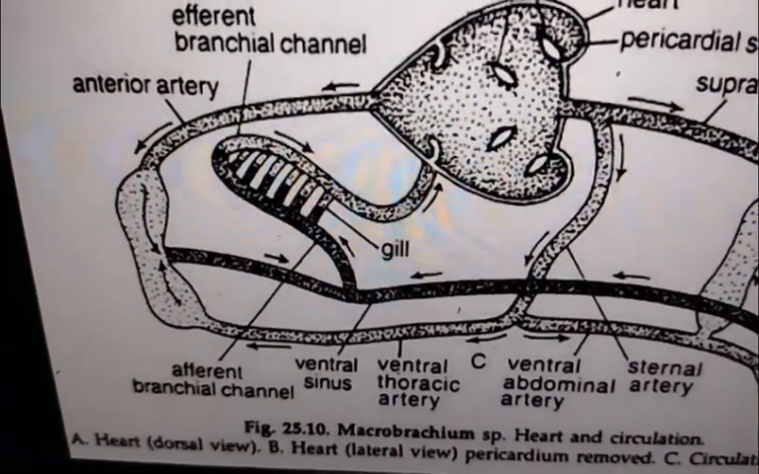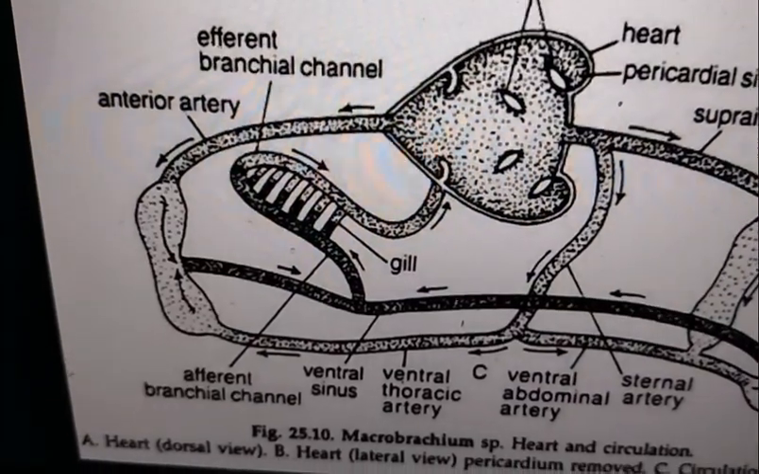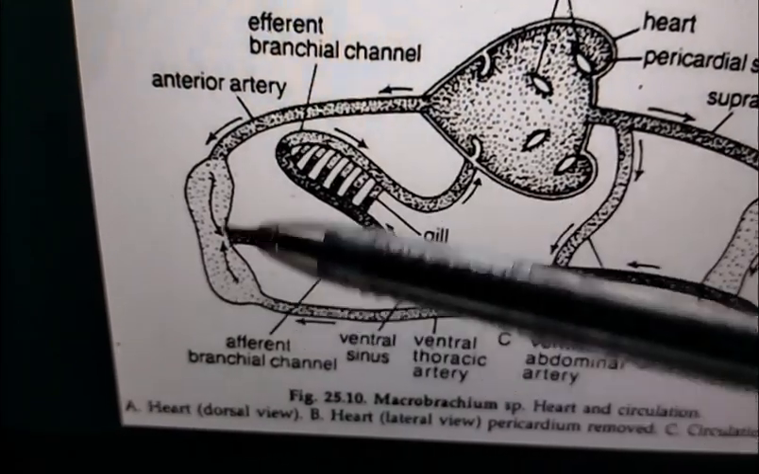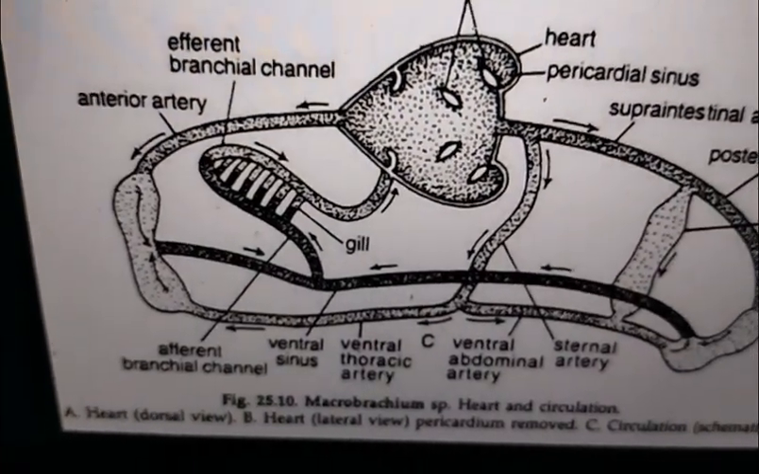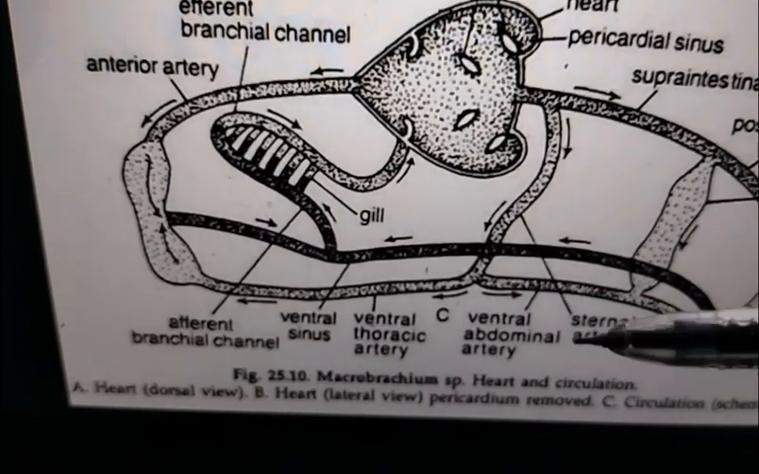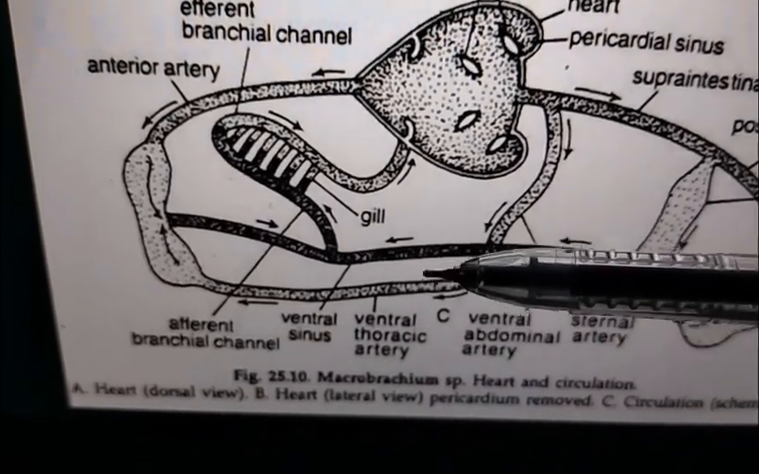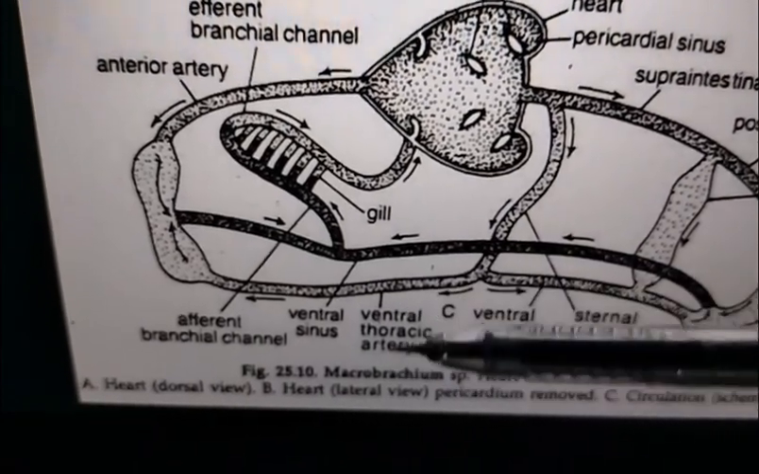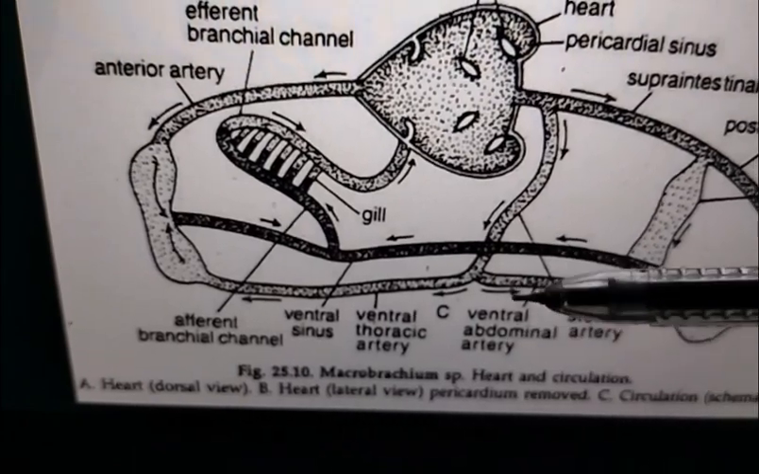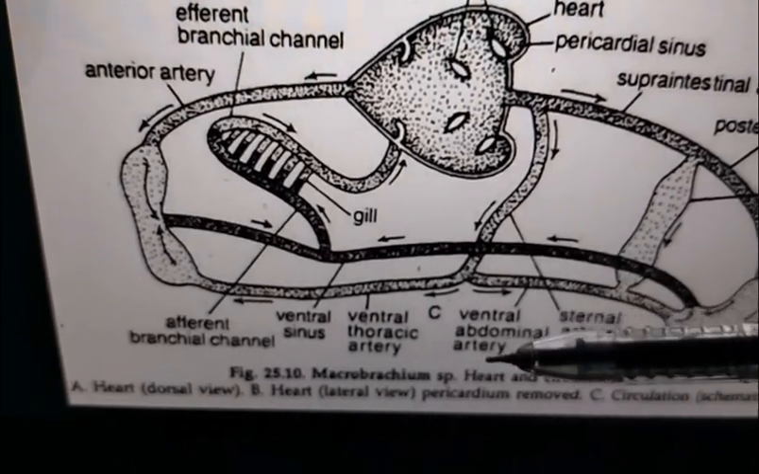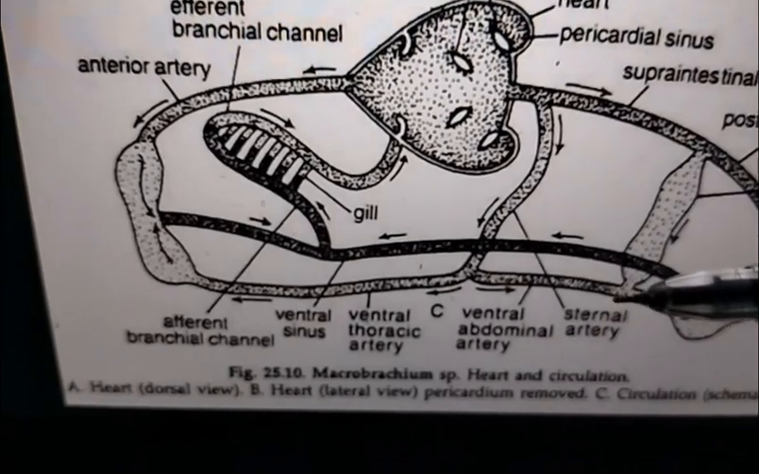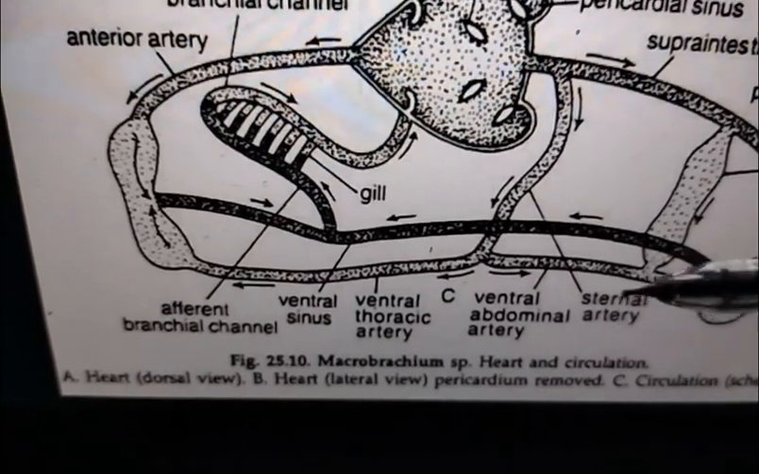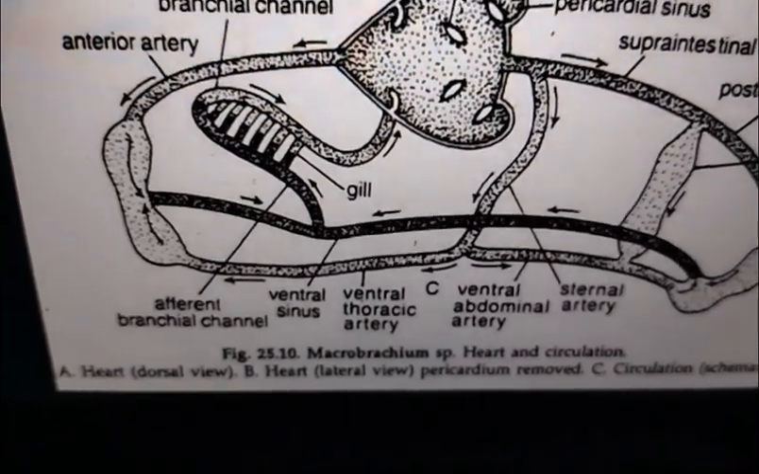So they supply blood to different parts of the body. The anterior part has the anterior artery, the posterior part has the posterior artery, and on the ventral side there are ventral arteries. The ventral thoracic artery supplies blood to the thoracic region, the ventral abdominal artery supplies the abdominal area, and the sternal artery supplies the sternal area.